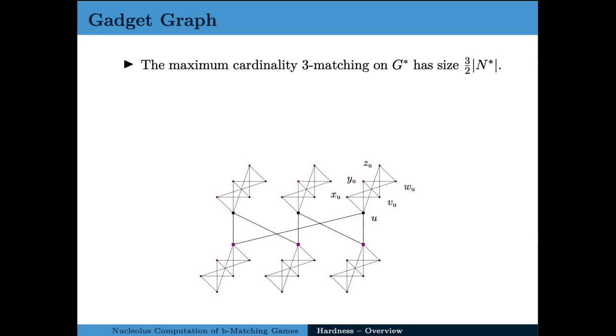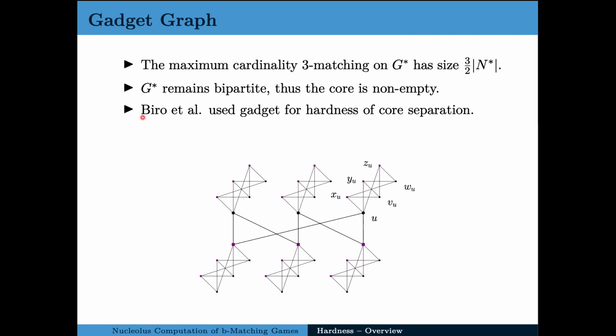Let's make some remarks about this gadget graph. For one, it has a perfect 3-matching. Two, it's going to remain bipartite, and therefore the core is not empty. Recall that's due to the fact that the fractional b-matching polytope is totally unimodular and thus integral.